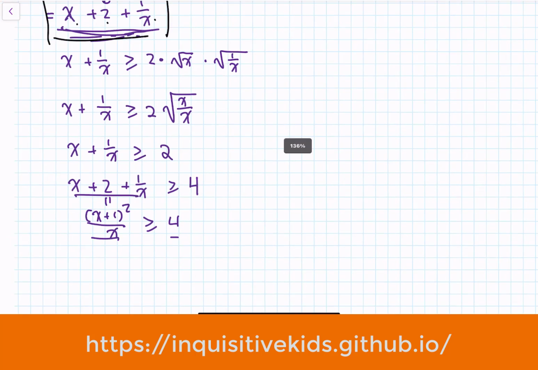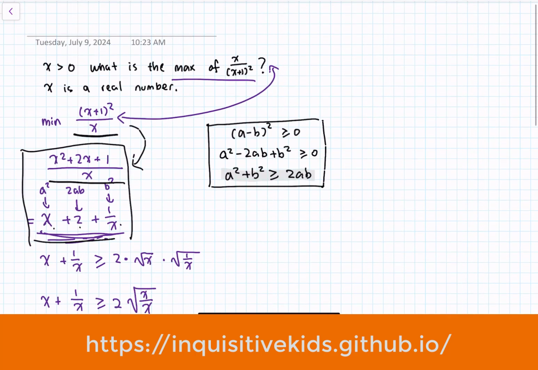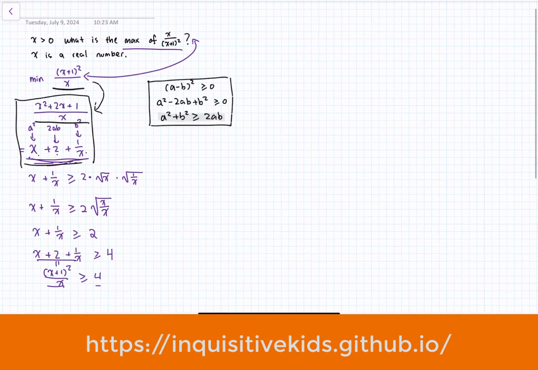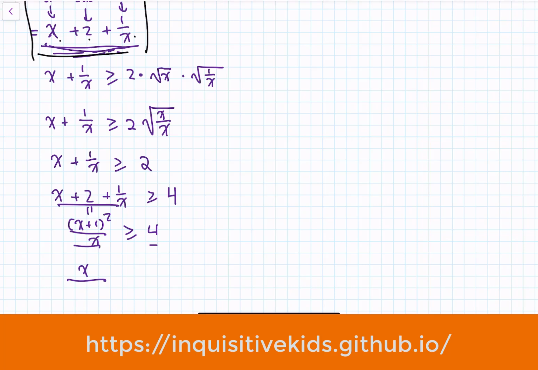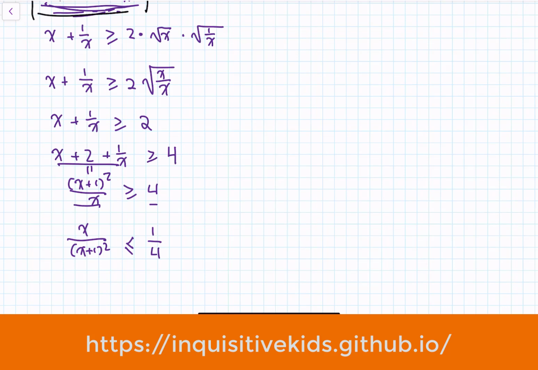But when we go back to the original question, it says the max of its reciprocal. So then all we have to do is a little bit of flipping, and we get our final answer, which is x over x plus 1 squared is less or equal to 1/4. Which means that the greatest value x over x plus 1 squared can be is 1/4. So here is our answer.